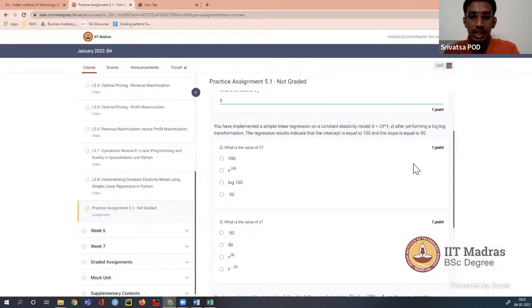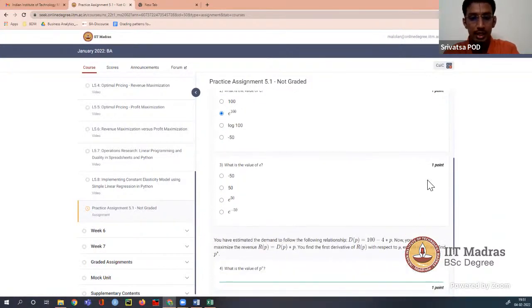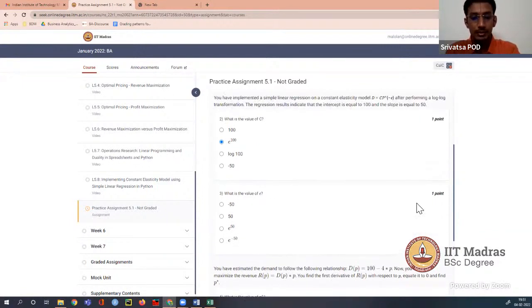So if you consider what is the value of C, and you have a linear regression model in there, what will you do? You will equate ln of C to 100 because the intercept is 100. If you take the exponential on both sides, e power natural logarithm of C will become C, and the intercept value is 100, so the value of C is e power 100. And similarly, epsilon in this case will be minus 50.